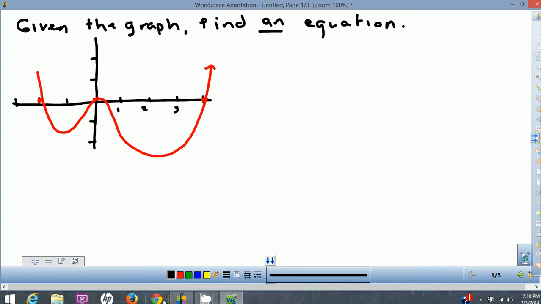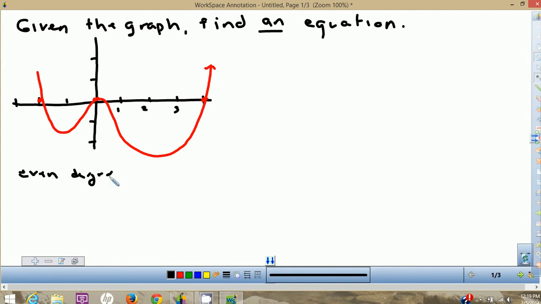Well, what do I know? Well, first of all, I know that this goes up on both ends, which means I know that this is of an even degree, because otherwise the ends would go in opposite directions. I also know that it has a positive leading coefficient, because otherwise it would go down on both ends, and it doesn't. It goes up on both ends. What else do I know?